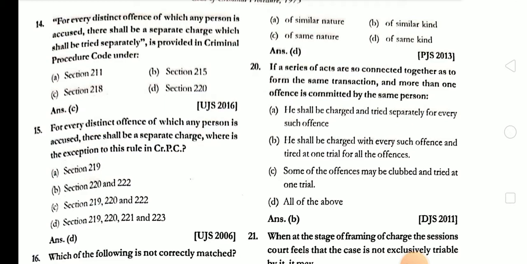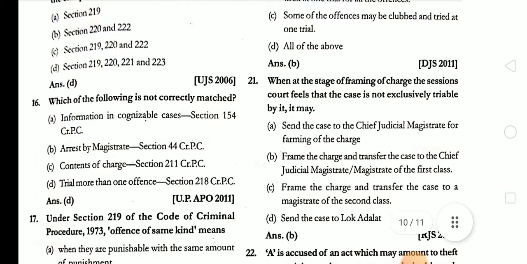Next question, when at the stage of framing of charge the sessions court feels that the case is not exclusively triable by it, then it may, answer will be, frame the charge and transfer the case to the CJM or magistrate first class.